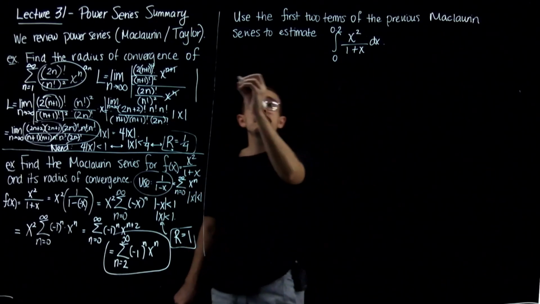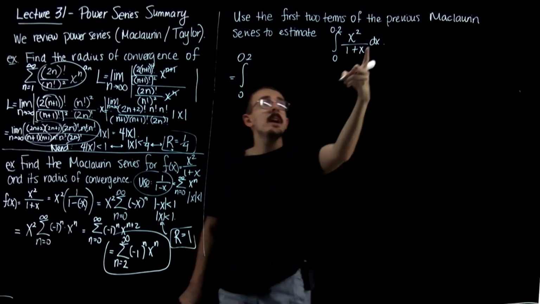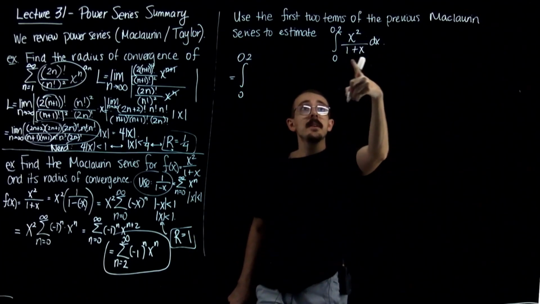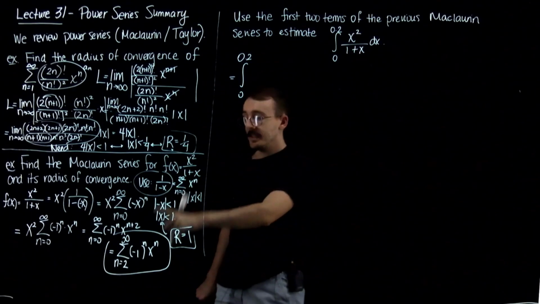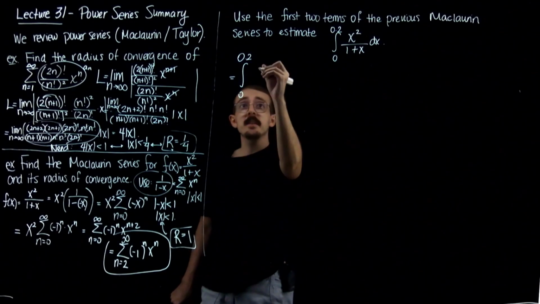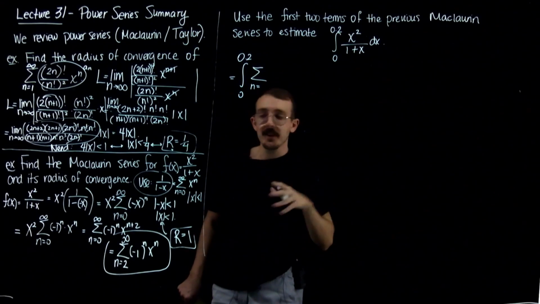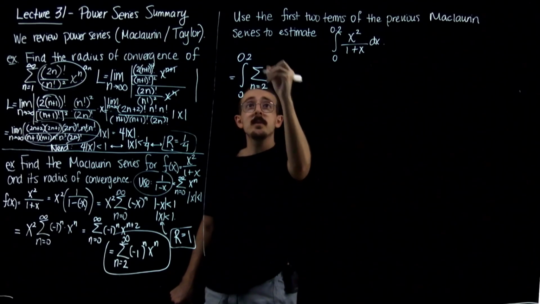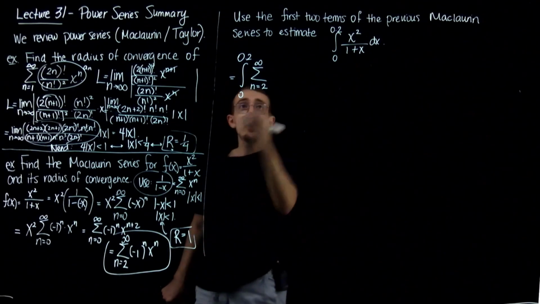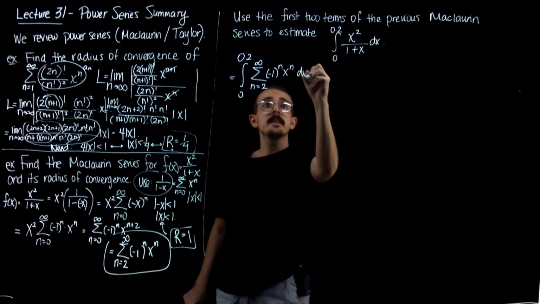So what I'm going to do is take the integral from 0 to 0.2 and replace the function, x squared divided by 1 plus x, with the Maclaurin series I just found, because they're identical, at least on the radius of convergence. This is the sum from n equals 2 to infinity of negative 1 to the n, x to the n, dx.